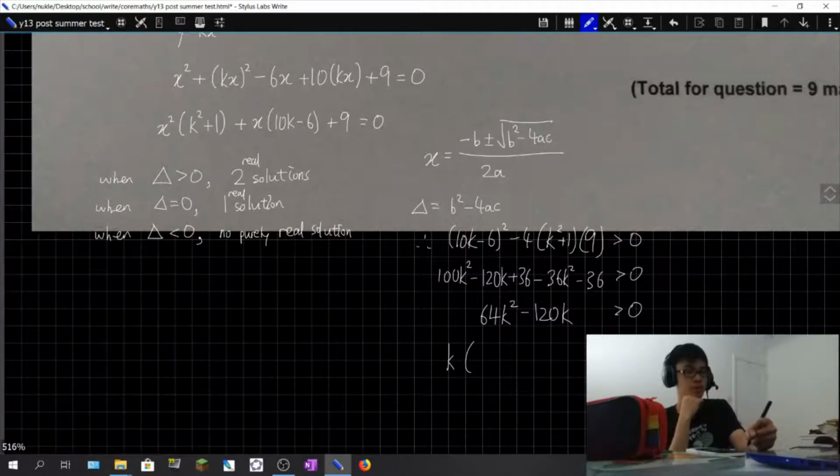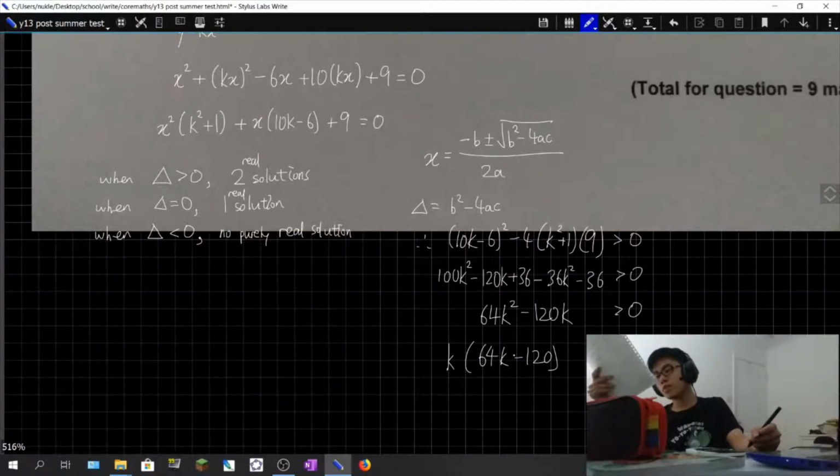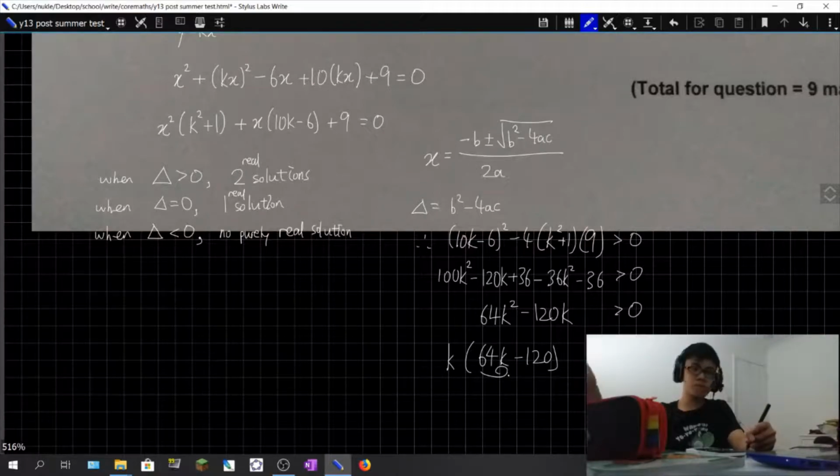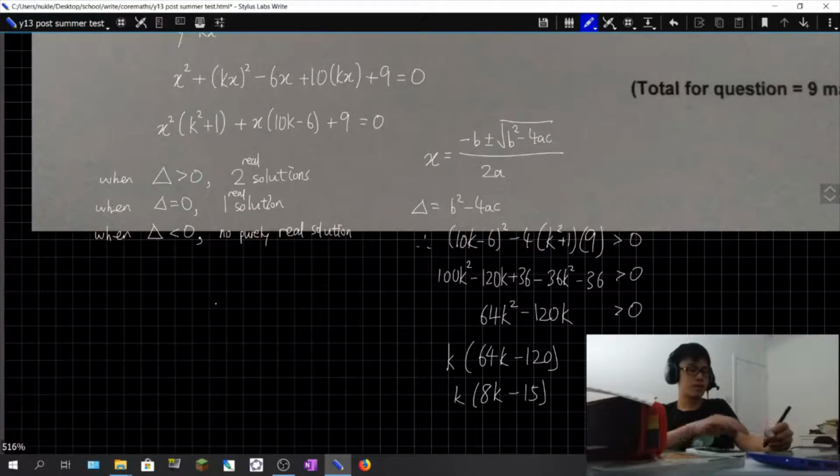k times 64k minus 120 is bigger than 0, and obviously you can do some simplifying by dividing both terms by 8. So that means k times 8k minus, that's a 15, is going to be bigger than 0.